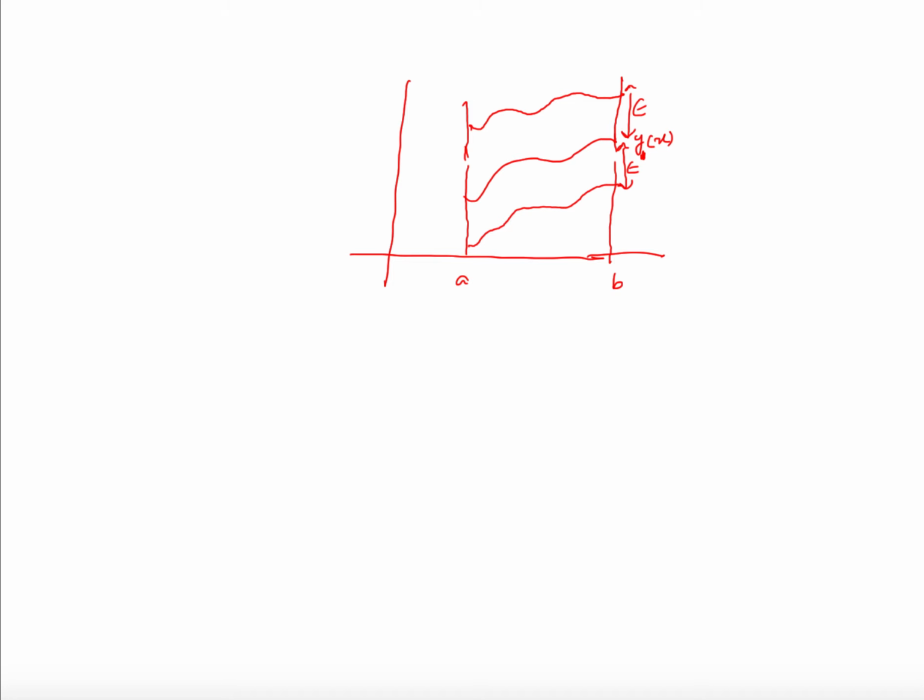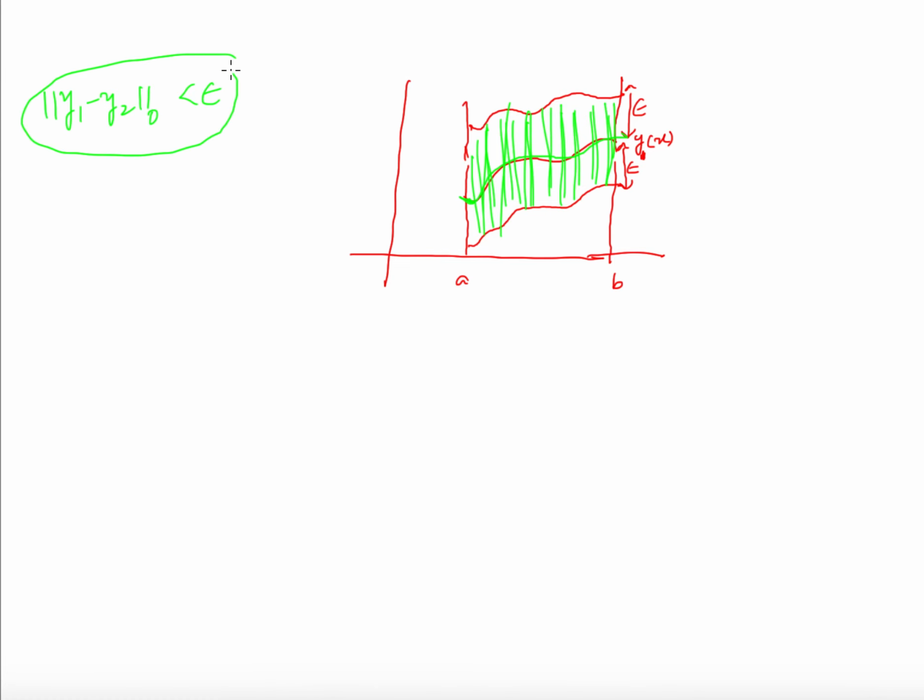Okay, let me change the color. Actually this is my original function y1(x). So if y2 is anywhere inside this strip, this strip is of width 2 epsilon. If y2 is anywhere inside this strip, then I'm sure that the norm of y1 minus y2 is less than epsilon. Can you see that? Because this is how we are defining this.